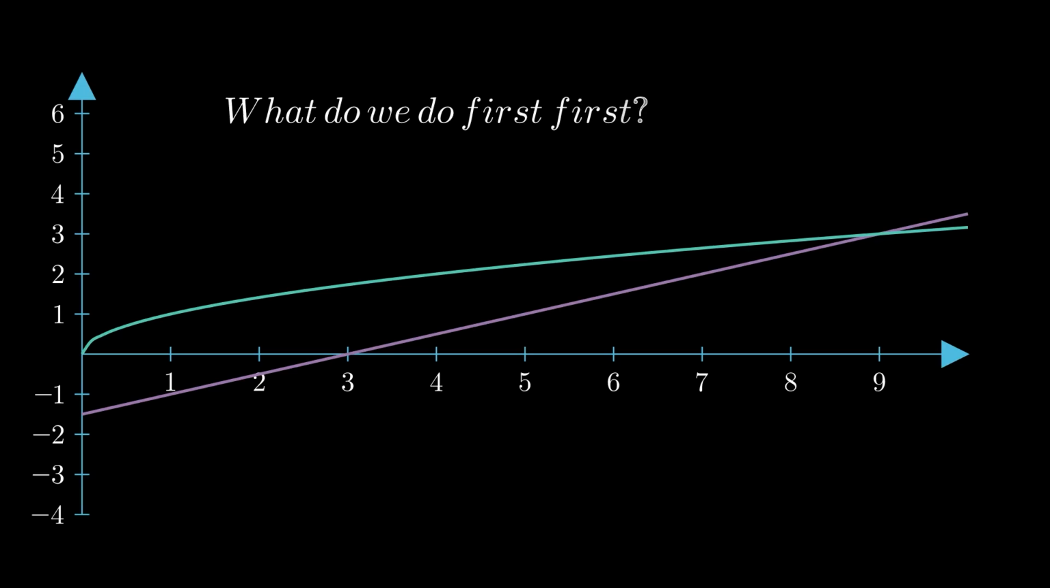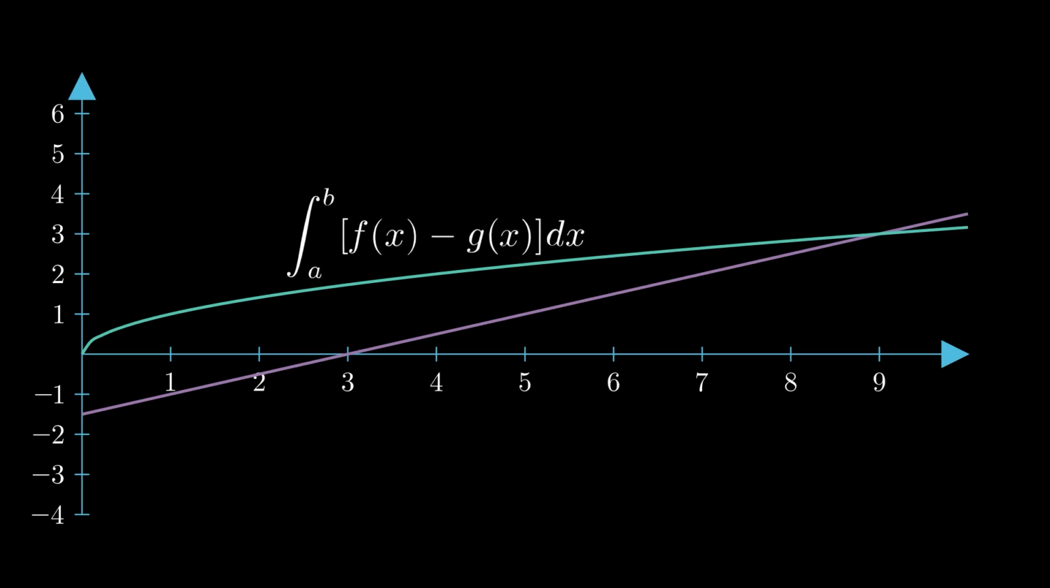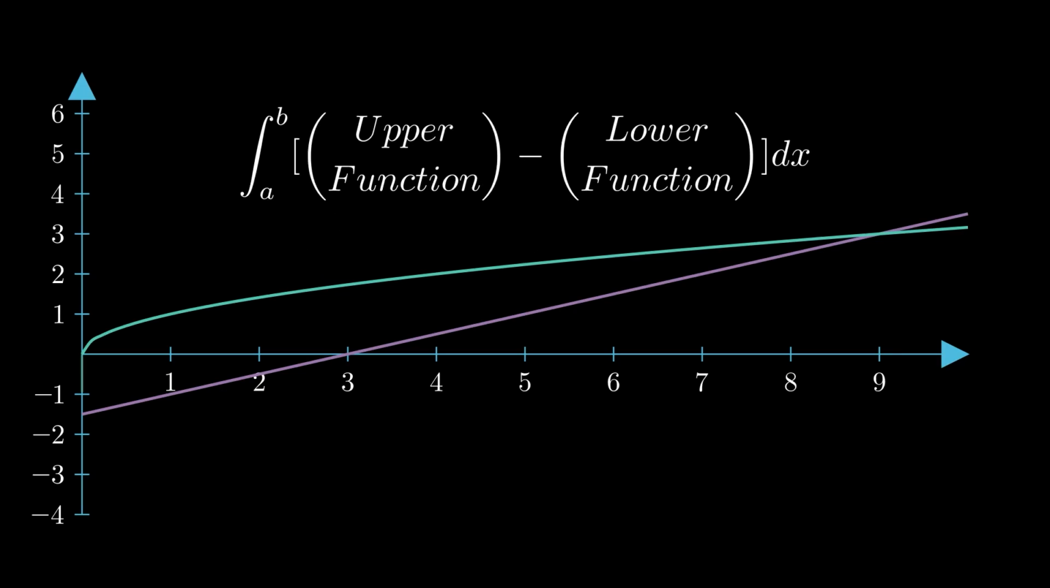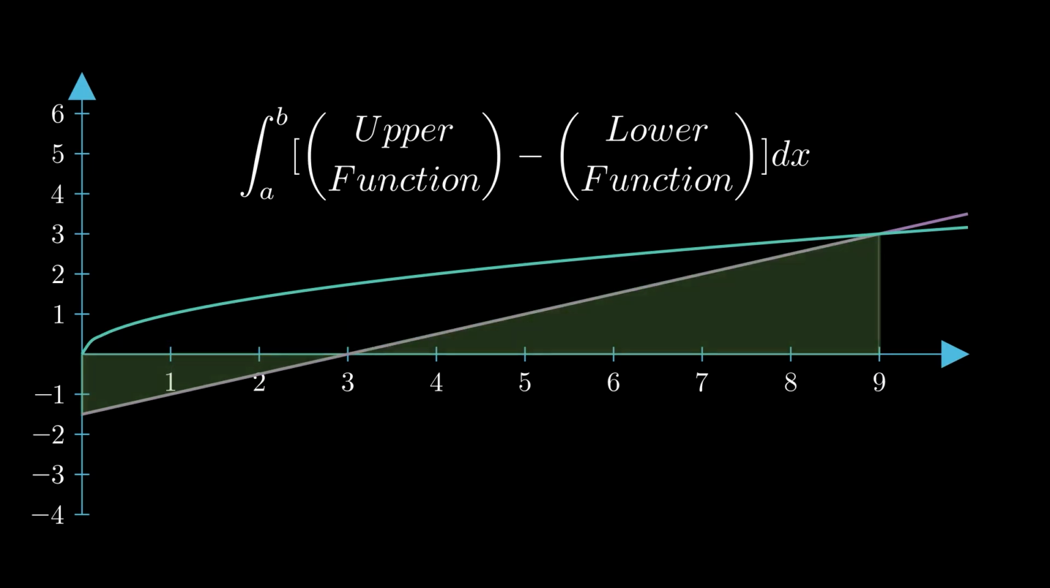If you've happened to open the textbook, or you might have seen this in class, you might recognize this formula. The integral from a to b of the upper function minus the lower function. A more conventional notation looks like this. But for the sake of intuition, I'm going to keep this one. So back to our question.